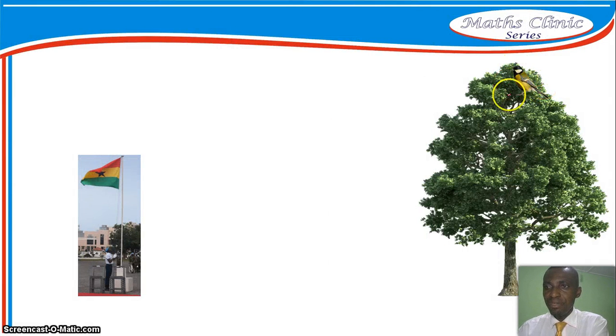So here we have the tree, we have the bird on top of the tree, we have a flagstaff here, and they're all on the same horizontal ground according to the question. And they say that the bird is observing the top of the flagpole with angles of depression, which means that the height of the bird is higher than that of the top of the flagpole. That is why the bird could observe with depression. So that should be at the back of your mind.